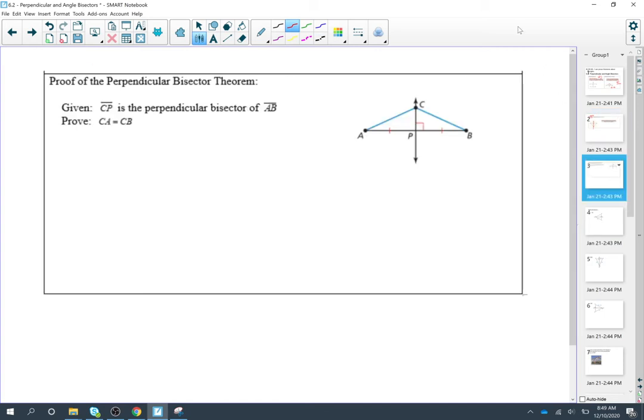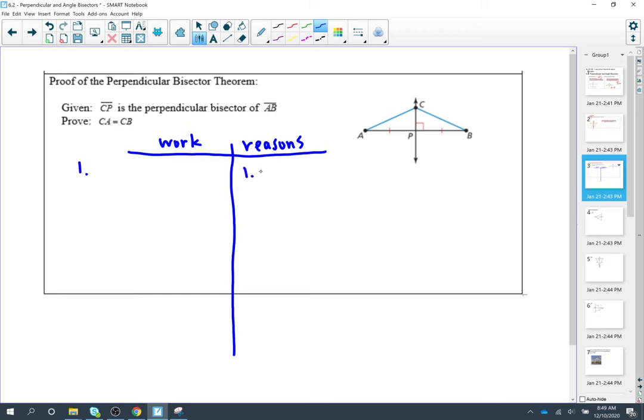Now, before I let you use the perpendicular bisector theorem, we're going to prove it. In order to do this, we're going to do a two-column proof. Before we actually go through it, I'm going to set it up. So we're going to do two columns. We're going to put work, we're going to put reasons, and we're going to put number 1, which is going to be our given.